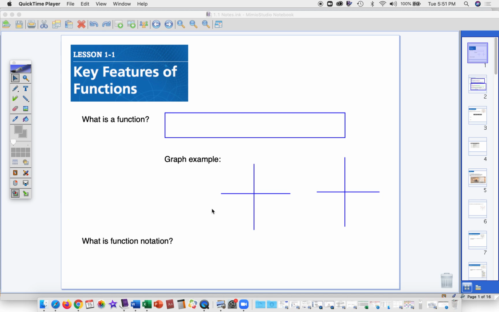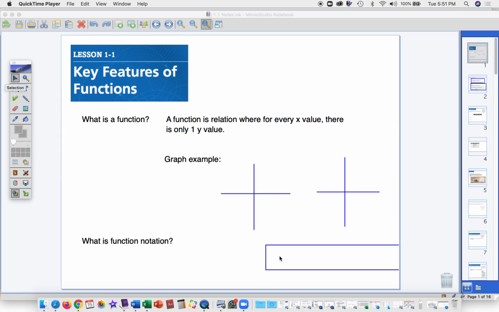Welcome to lesson 1.1, the key features of functions. So first let's talk about what is a function. If you remember, a function is a relation where for every x value there is only one y value.